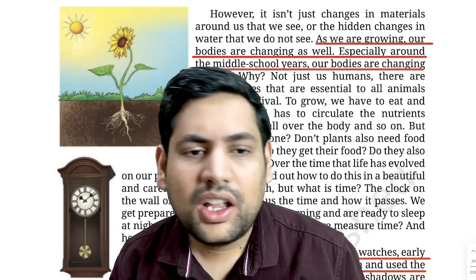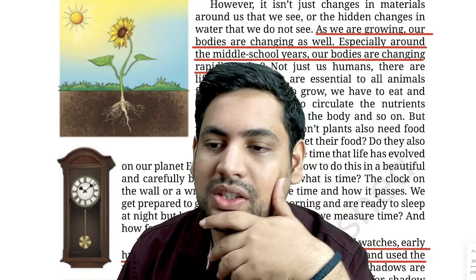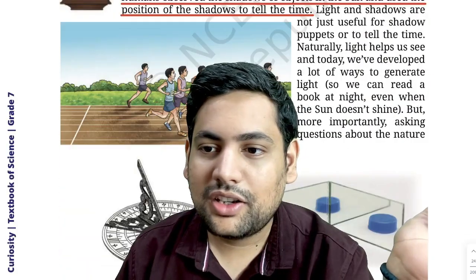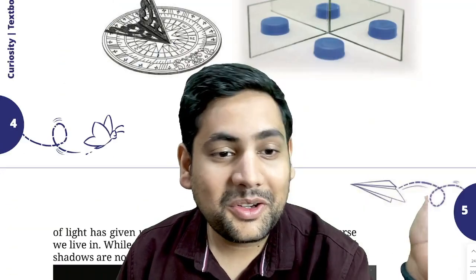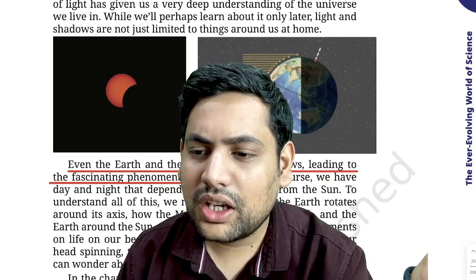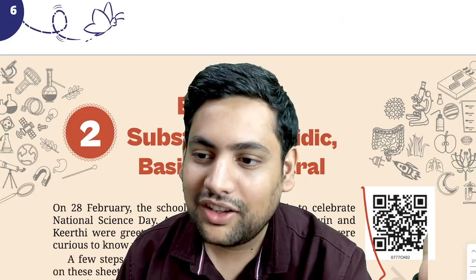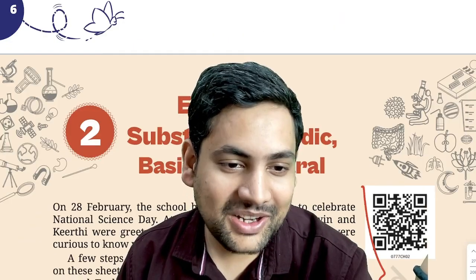Then it talks about how our body changes, as we grow older, especially in adolescence. Then it talks about electric clocks, watches. Then it talks about sun, earth, eclipses that are caused, lunar eclipse, solar eclipse. Just introducing, nothing much here. So this is chapter 1, happy exploring. Let's get started with the main chapter 2.